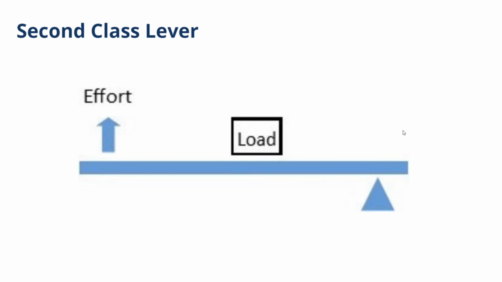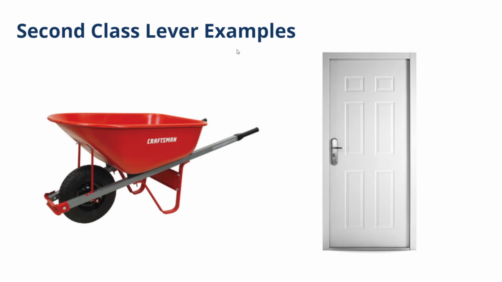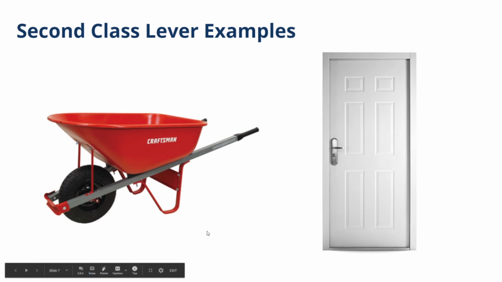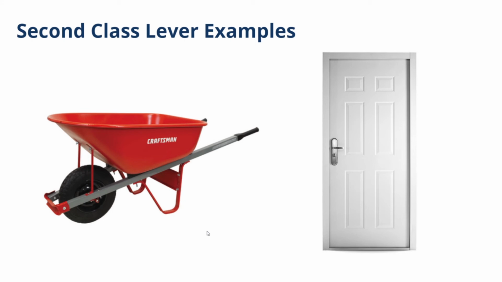A second-class lever is one in which the load is in between the fulcrum and the effort. The best example of this is a wheelbarrow. You lift up on one end, and the fulcrum rests on the ground. Another example of this could be a bottle opener, where the fulcrum tucks under the edge of the lid and one end of the bar rests on the lid.